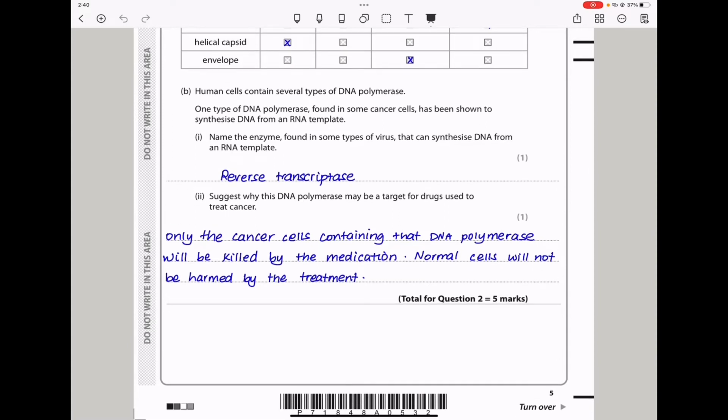The next part says, suggest why this DNA polymerase may be a target for drugs used to treat cancer. This is because only the cancer cells containing that DNA polymerase will be killed by the medication, so normal cells will not be harmed by that treatment. So this brings us to the end of question 2. Let's continue to question 3.